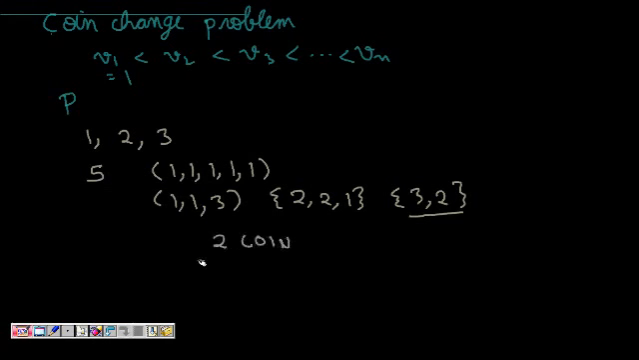We are given some coins V1 less than V2 less than V3 till Vn, and I'm given a sum amount S, and I have to make change using the minimum number of coins. This is called the coin change problem. So how to solve this problem? We will use dynamic programming to solve it.